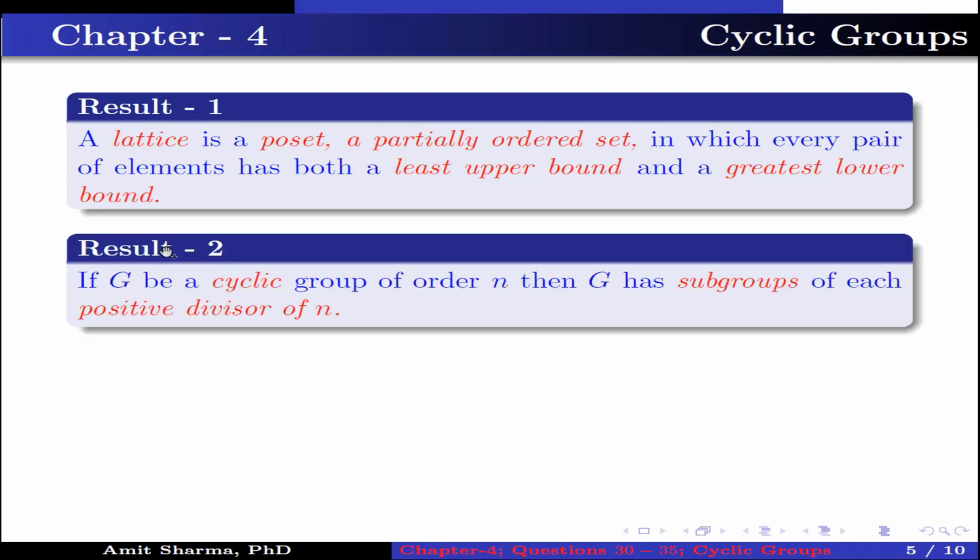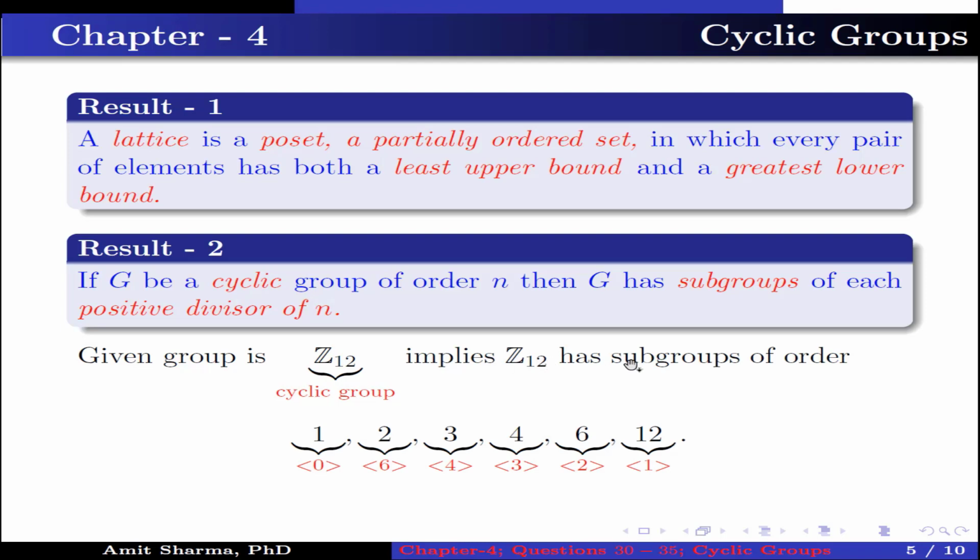Result number 2. If G is a cyclic group of order n, then G has a subgroup of each positive divisor of n. Now the given group is Z12, which is a cyclic group. This implies Z12 has a subgroup of order 1, which is generated by 0; 2, which is generated by 6; 3, which is generated by 4; 4, which is generated by 3; 6, which is generated by 2; and 12, which is generated by 1.